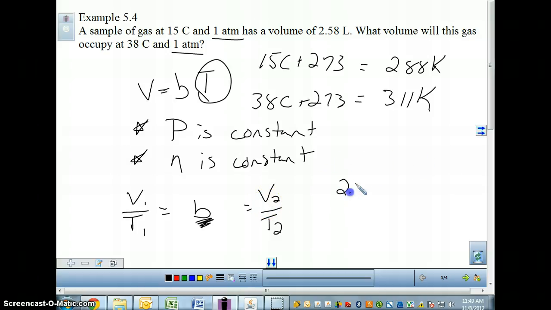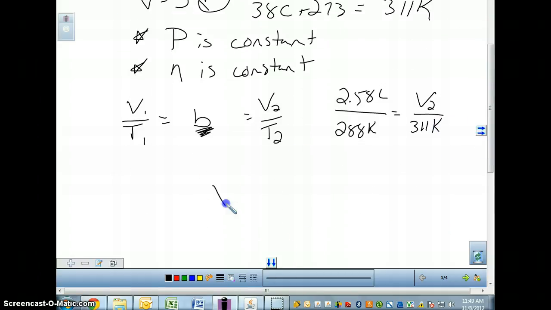We get a 2.58 liter volume at the beginning divided by 288 Kelvin equals our volume 2, that's what the question's asking us for, divided by 311 Kelvin. A little bit of algebra and we can solve for V2. And V2 is equal to 2.79 liters. And let's think about it.